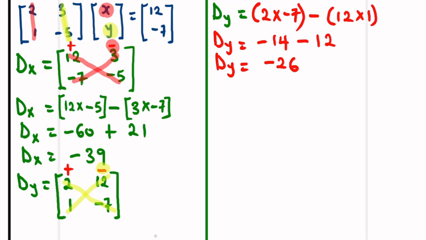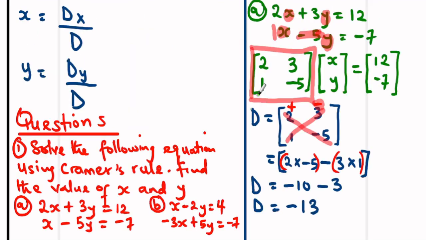So this way we've been able to get the determinant of the coefficient of x, we've gotten the determinant of the coefficient of y, and we've also gotten the normal determinant. So the normal determinant is minus 13. So remember that the formula for getting x is dx over d, and then the formula for getting y is dy over d.